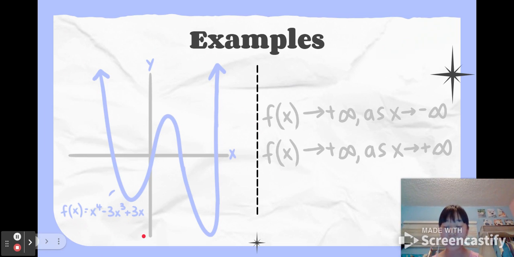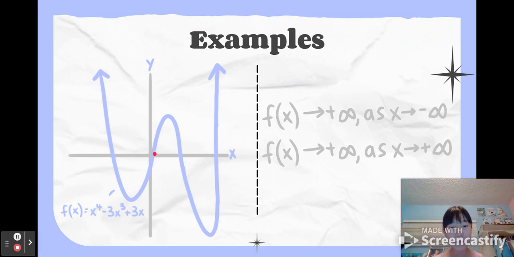X to the fourth minus 3x cubed plus 3x, and we can notice that the leading coefficient is greater than 0, and the exponent is an even number. So on the left side, we can follow the graph, and we notice that y is going to positive infinity as x is going to negative infinity, as written over here. F of x approaches positive infinity as x approaches negative infinity.